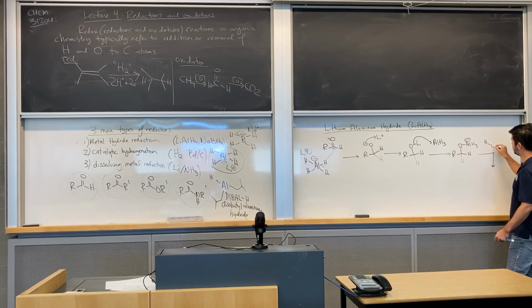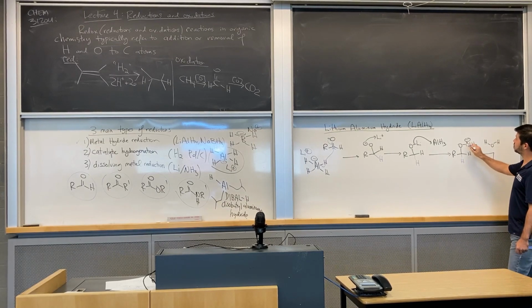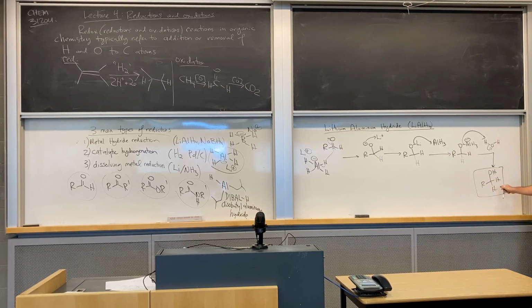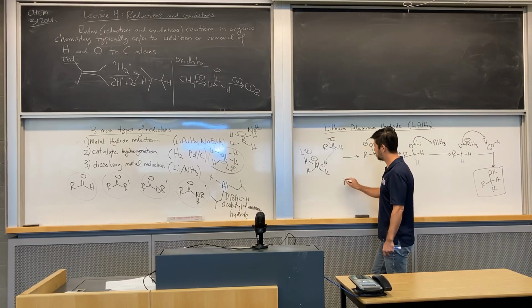So here is water or some kind of proton donor. You could also use something like an alcohol. And essentially what's going to happen is you're going to release off that aluminum trihydride and then transfer that proton to that oxygen, and there's your product. We've gone from an aldehyde to an alcohol. We've reduced it.